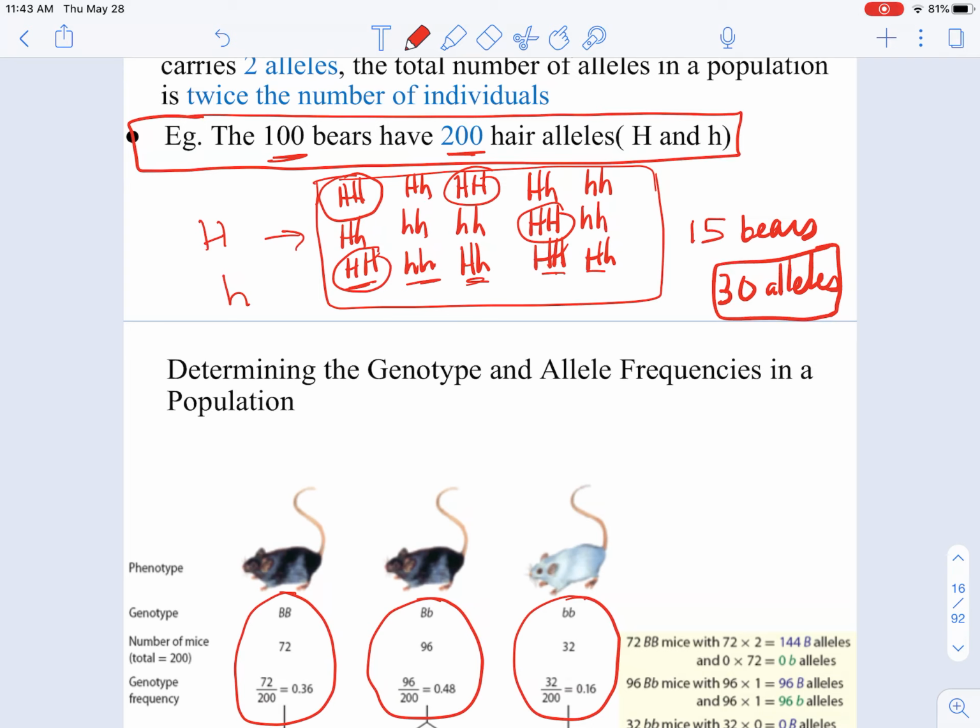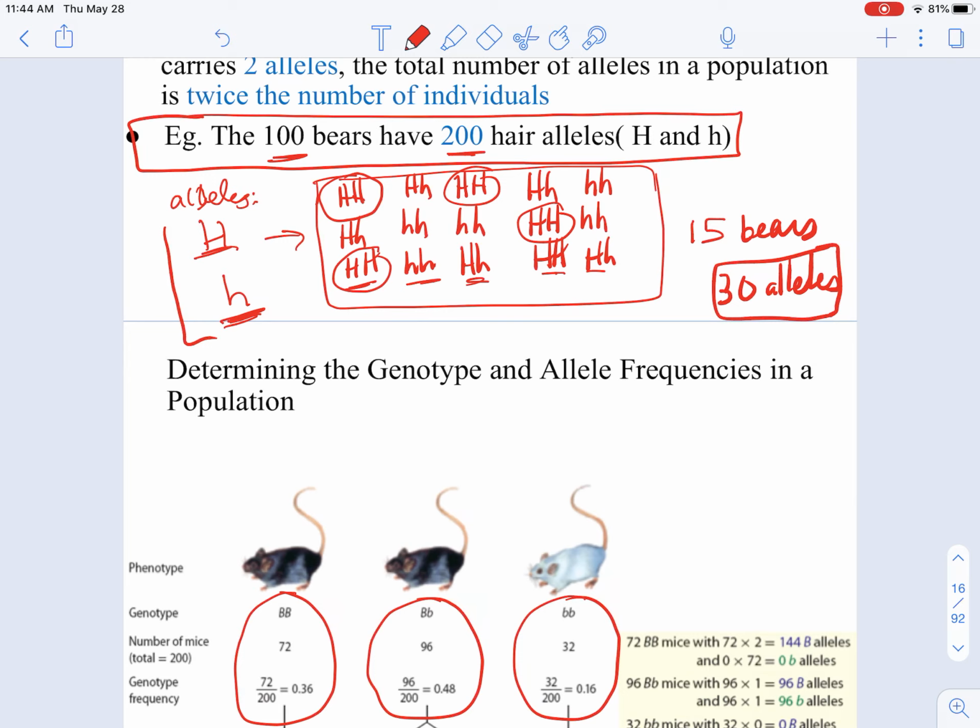So that would be looking at how many of each genotype we have. That would be genotypic frequency. Or they may ask you about the allele frequency. So the two alleles we have here are dominant and recessive, H for hair type.